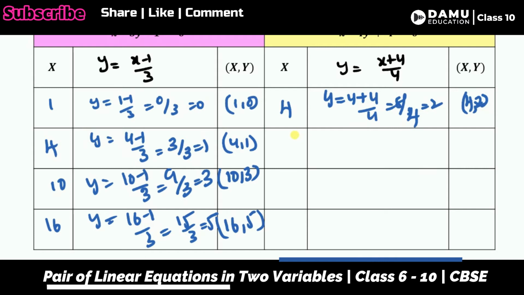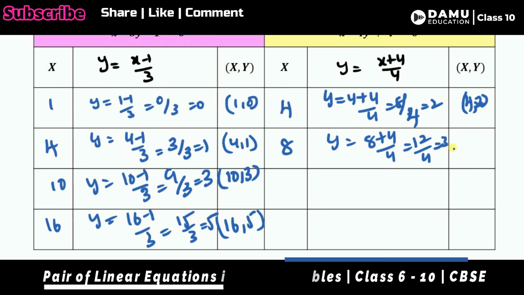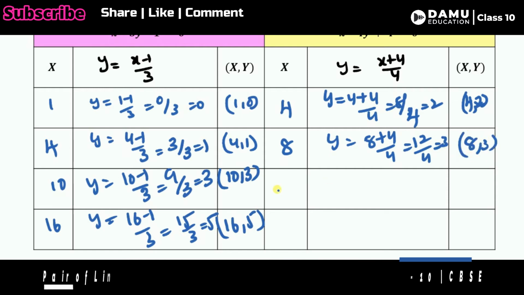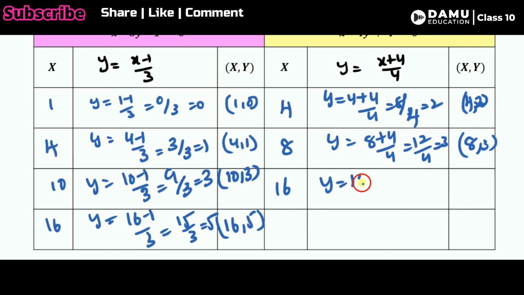Then next we take 8. If we take 8, y will be equal to 8 plus 4 by 4, that is 12 by 4, we will get 3. So 8 comma 3. Let's take 16 as another one. 16 plus 4 by 4, we will get 20 by 4, that is 5. So we get 16 comma 5.